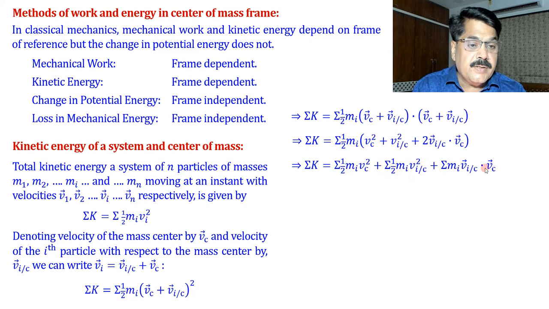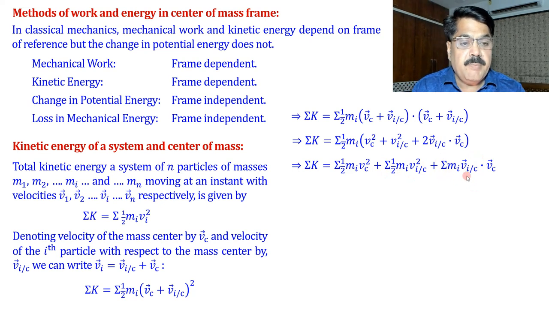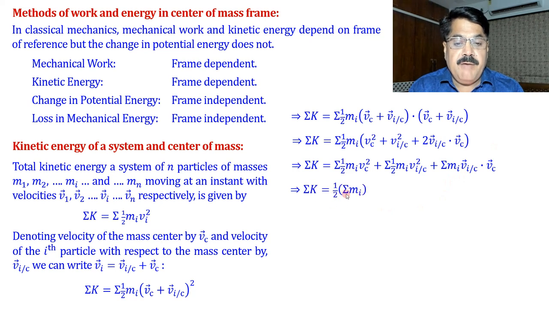Now let us see the third term. vc is the same for all the particles. So we can take vc outside the summation. So we can put these two terms in parenthesis. And as we put these in parenthesis, what we get? Total momentum of the system in the center of mass frame, and that should be a null vector. So the third term will be a null vector. So now what we get? Summation K is equal to half summation Mi Vc square plus half summation Mi Vi with respect to C square plus, in parenthesis, summation Mi Vi with respect to C dot Vc.